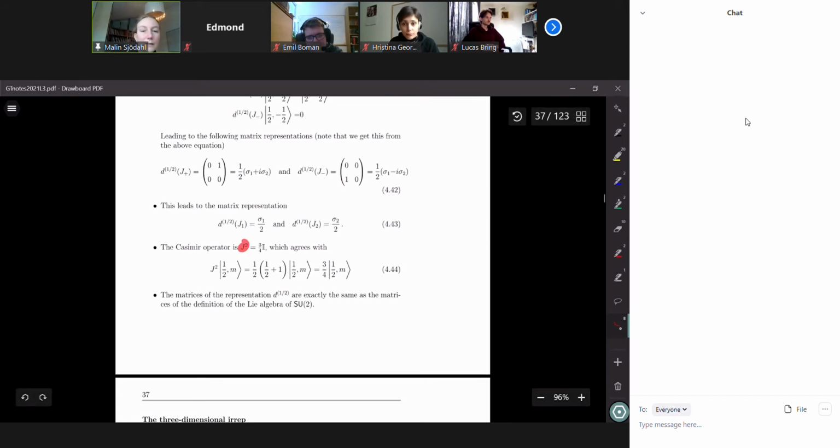And the Casimir operator is then given by J times J plus 1. So hence this J times J plus 1 that we have standing up here, and this is then 3/4 on the state.